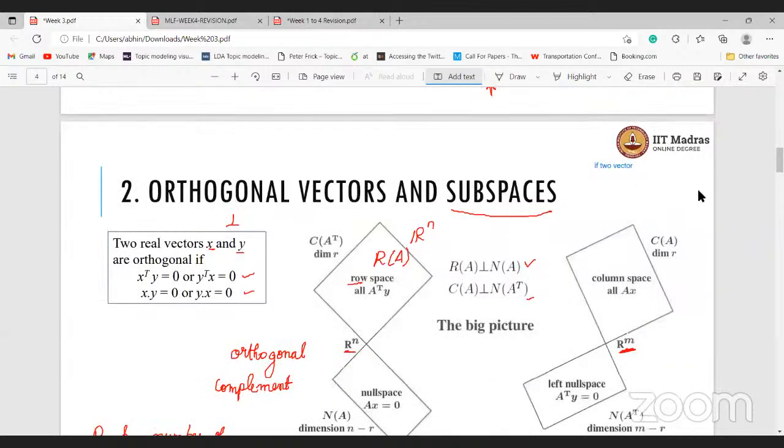Next, what I was saying, orthogonal vectors. If two vectors are perpendicular, that is, the angle between them is 90 degrees or 270 degrees, we call them orthogonal. Now, if you remove the term vector and place space, you will call it orthogonal space.